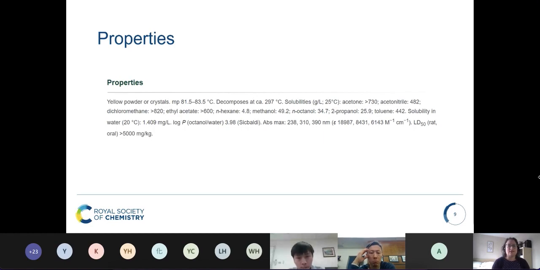So as you can see in these properties, the kind of things we include are the crystal form and colour. We have melting point and a decomposition point here. We have some solubilities. We include things like the partition coefficient and the UV absorption. And we also will include some toxicity information if we have it.